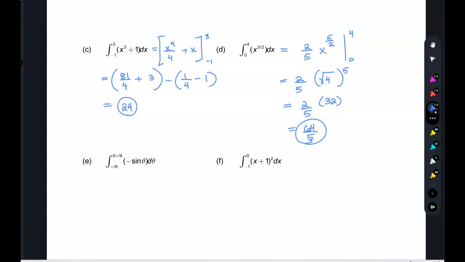Okay, 4 to the 5 halves. Make sure that you're writing it, if you have 4 to the 5 halves, as the square root of 4 to the 5th power. So take the root first, it's so much easier, and then the power. Plus 2 over 4. Yeah, 96 over 4, which is 1 away from 100. So it's 24.